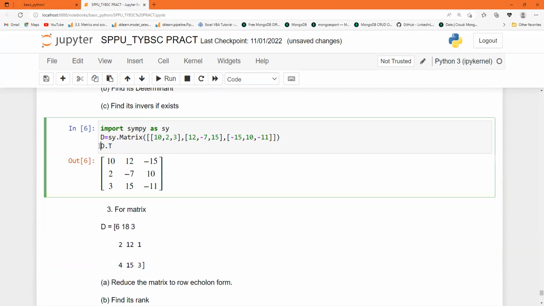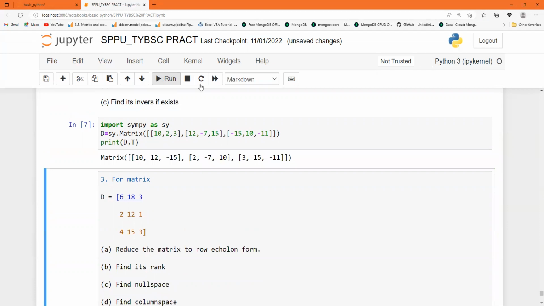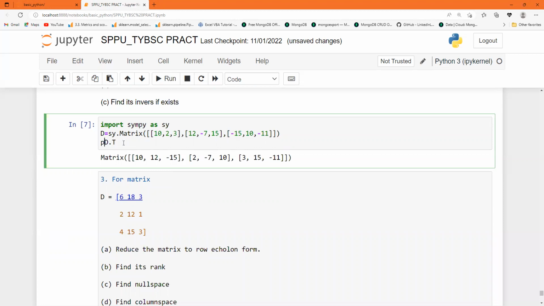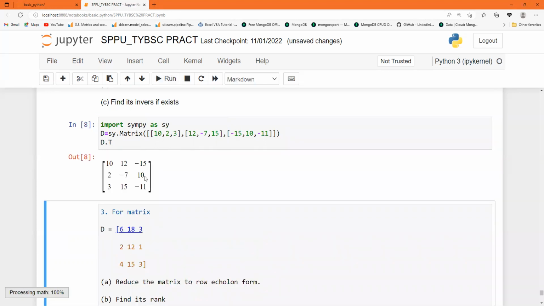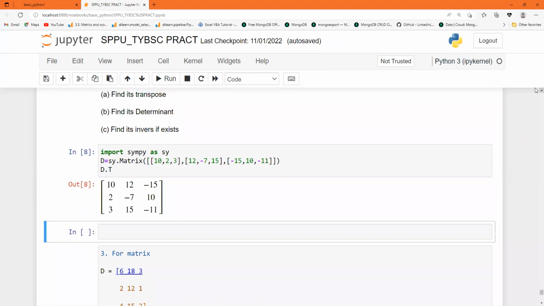Okay, if I use the print statement here, it will also give me the output, but let us see what the output will be. It is in the matrix format. So don't give the print statement, guys, because it will not look like a matrix. If you don't give it like this, it will give you a very nice output. Now the next one is we have to find the determinant.